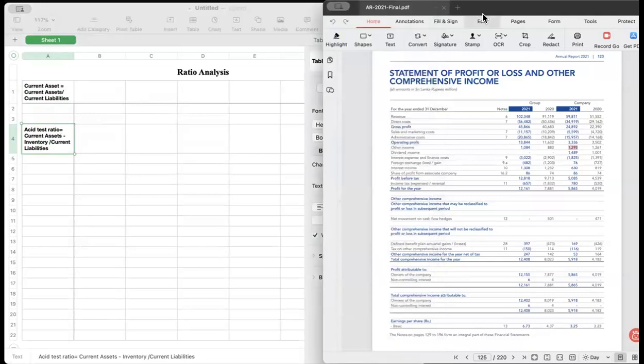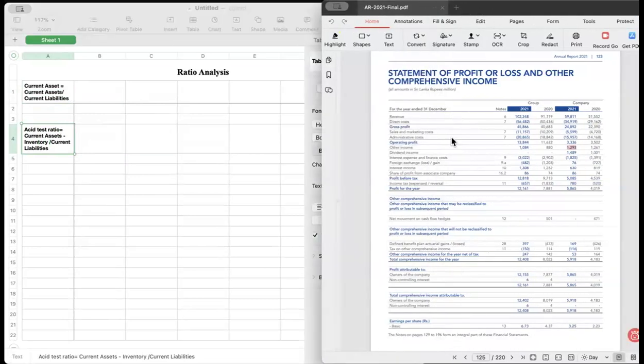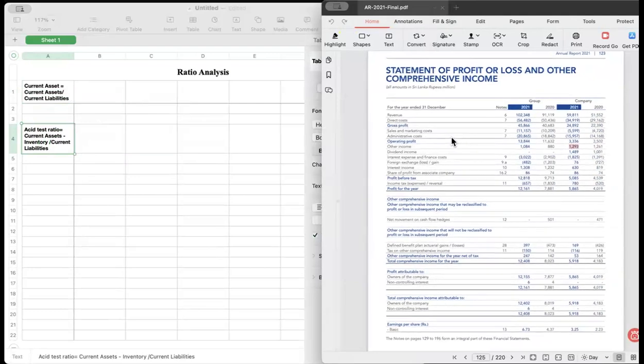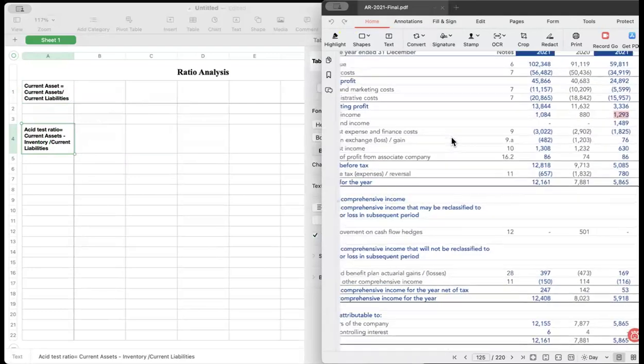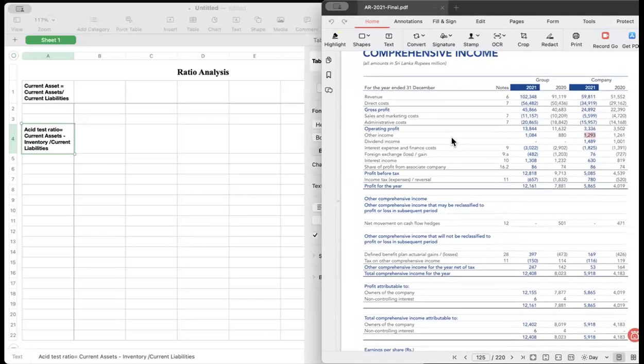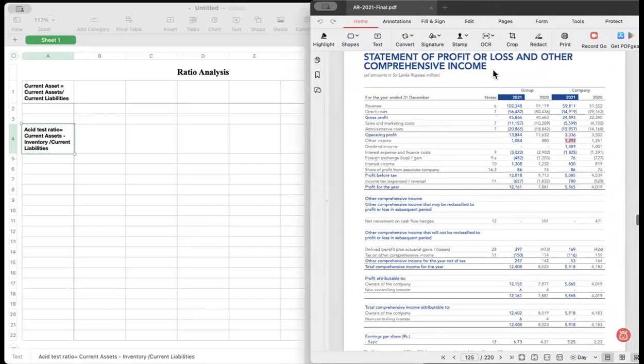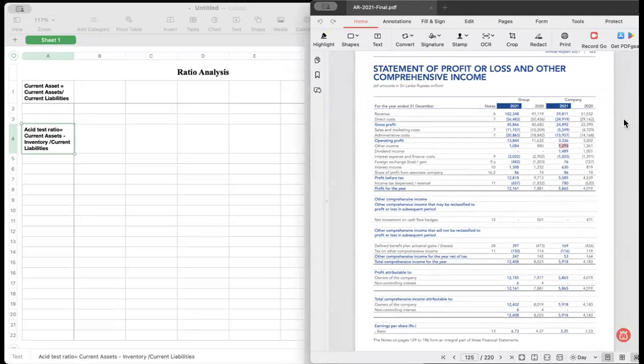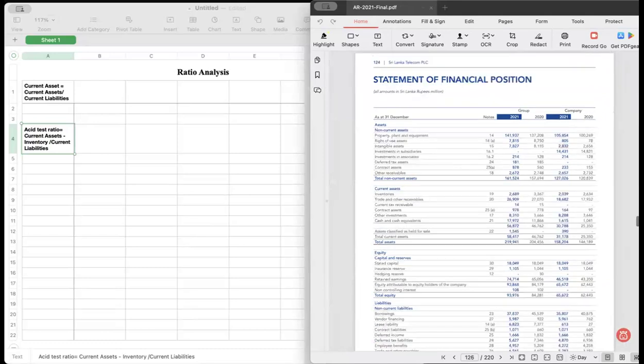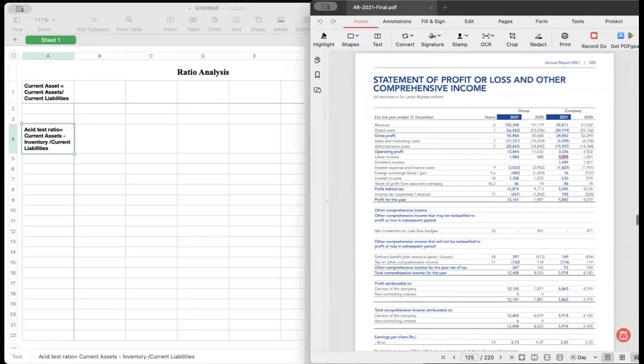So for current assets, can everybody see the annual report? If it's too small, please zoom in through your screen, because if I zoom, it might be difficult for me to get the data. Is the annual report clear to everyone? I'm going to use the statement of profit or loss, which is also in the company annual report, and the statement of financial position. Is it clear, everyone?